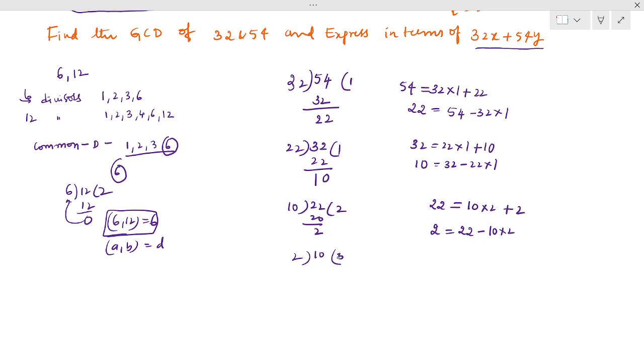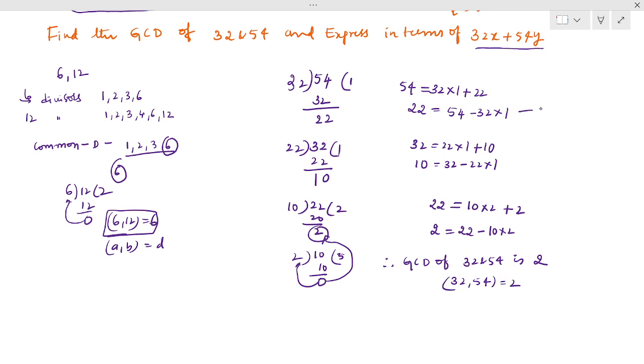Finally, 10 divided by 2. 2 fives are 10, the remainder is 0. Therefore, go for the last non-zero remainder, which is 2. 2 is the GCD. Therefore, you can write the GCD of 32 and 54 is 2.